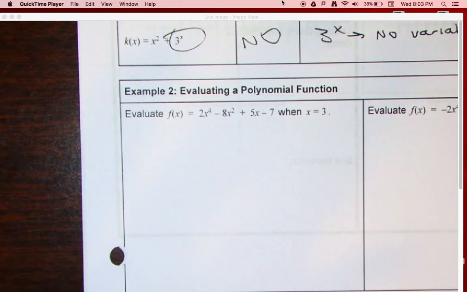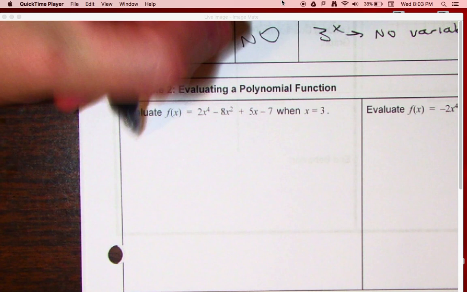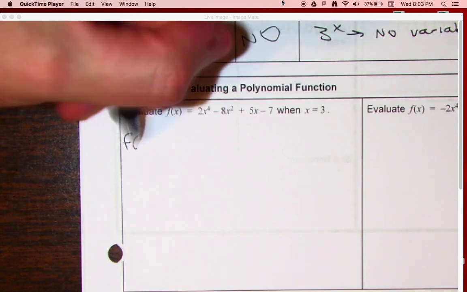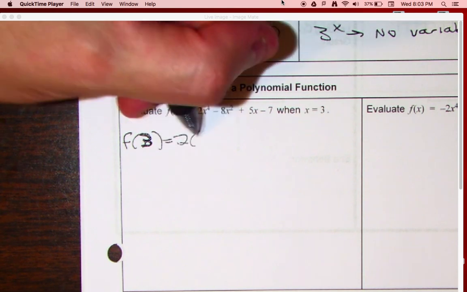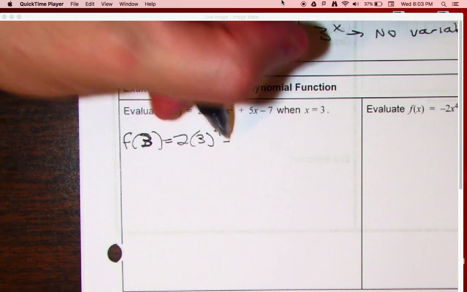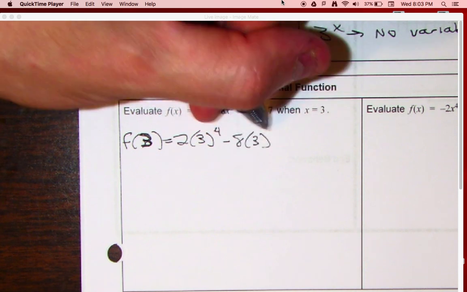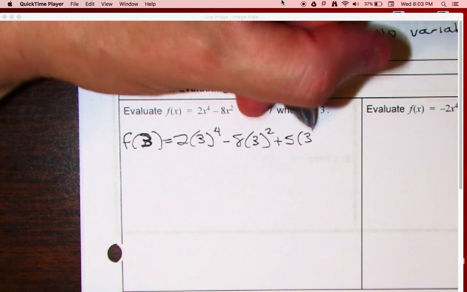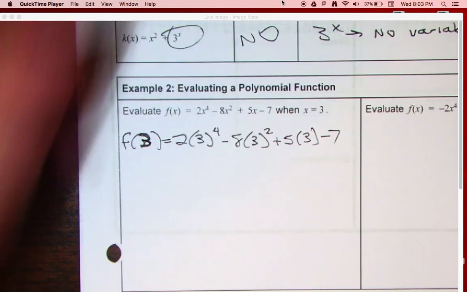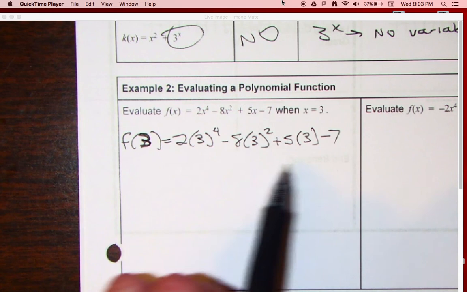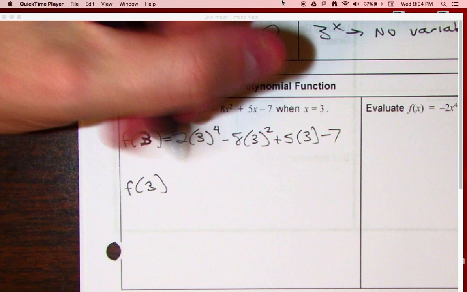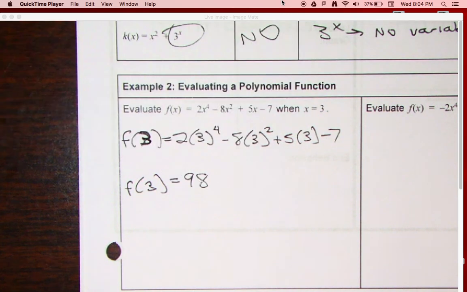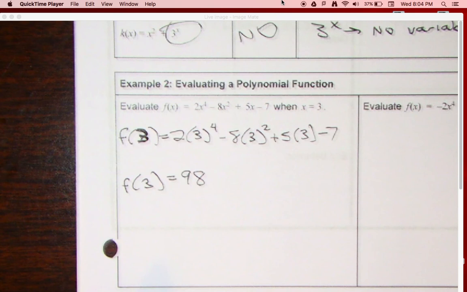Another thing you're going to have to do is evaluate. And I'm not going to spend a lot of time on this because we've done it before. So if we want to evaluate this function when x equals 3, basically they're saying plug 3 in. So 2 times 3 to the 4th minus 8 times 3 squared plus 5 times 3 minus 7. Plug all of this in your calculator exactly like it looks in one step. F of 3 equals 98. Okay? Verify that on your calculator.